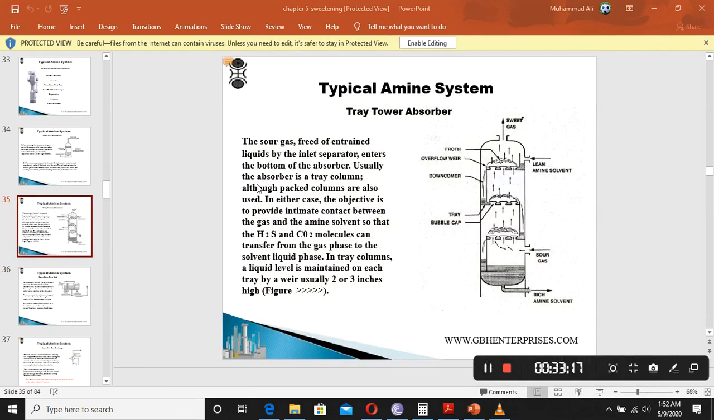So we close the chapter here. In the next lecture, we will talk about all of these components, as well as the problems that are faced during the amine process. So what kind of problems are expected and how we can solve those problems during the amine processes. So have a good day and enjoy the lecture.